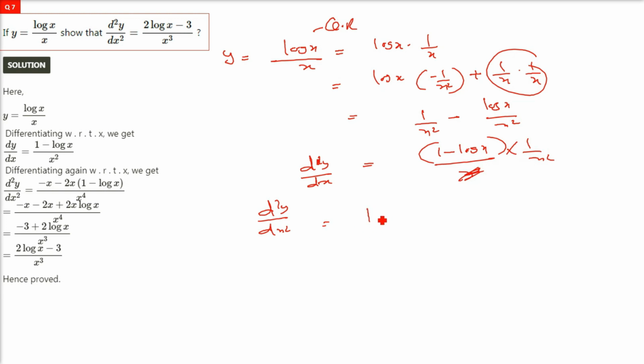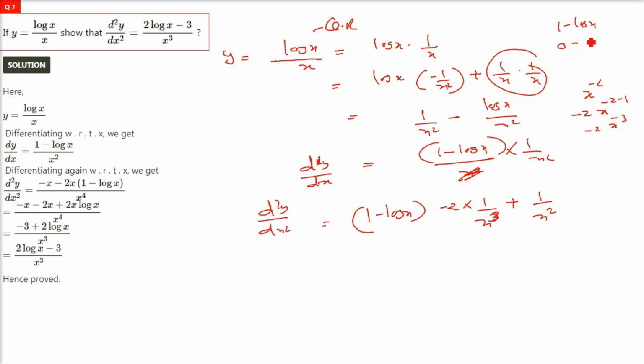So 1 minus log x, and 1 by x square differentiation will be what? If x square goes up to the numerator, it will be x raised to the power minus 2. Now when we differentiate this, it will be n x to the power n minus 1, that is negative 2, x to the power minus 2 minus 1, that is minus 2 x to the power minus 3. And then we have a plus sign here. 1 by x square will remain like that. 1 minus log x will be differentiated: 1 will be 0, minus log x is minus 1 by x. So negative 1 by x.